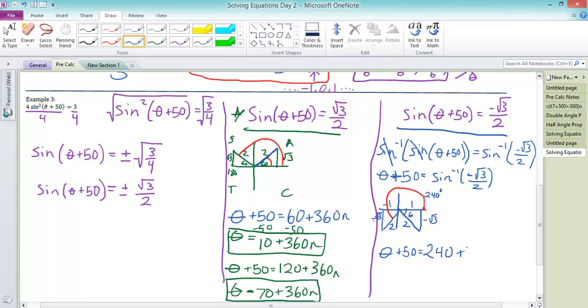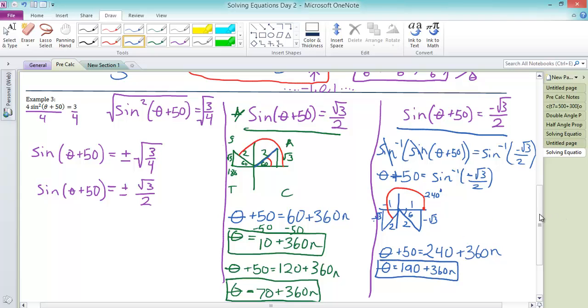And once again, that 360n, for the third or fourth time, is so that we get a coterminal angle. So now I'm going to solve for theta, and theta is equal to, well, 240 minus 50 is 190. So it's 190 plus 360n. And that's my third general solution.